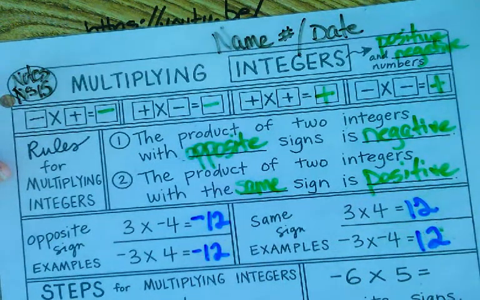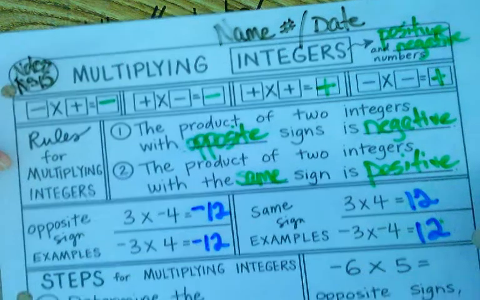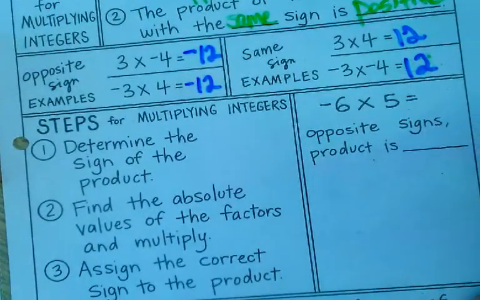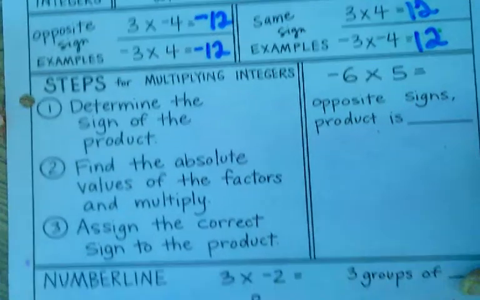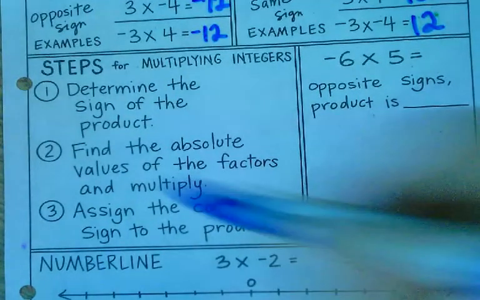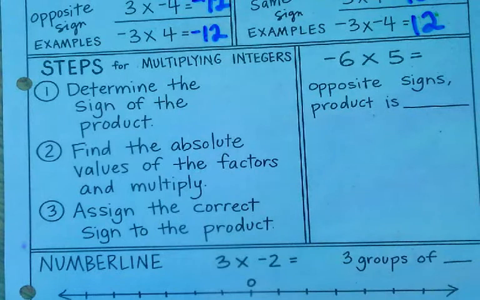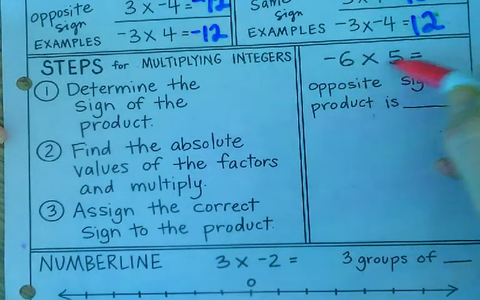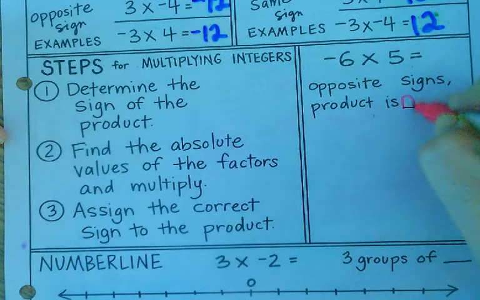Let's slide this up and look at our steps. These are the steps for multiplying integers. The first thing you're going to do is determine the sign of the product. So you look at your problem and ask, is my answer going to be positive or negative? Let's see, negative 6 times 5, different signs. So my answer is going to be negative. So I'm going to stick a negative sign right there.